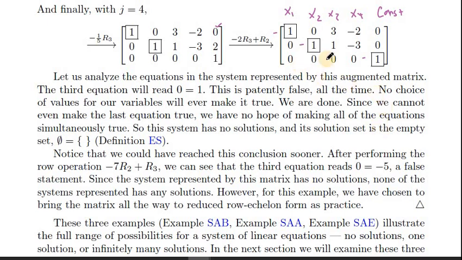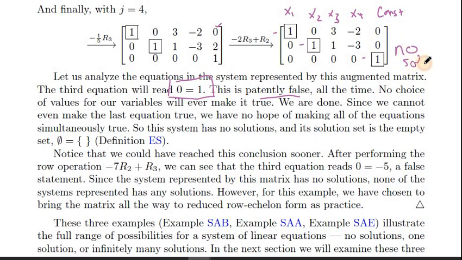So let's think about this last row. What equation does this correspond to? Well, 0x1 plus 0x2 plus 0x3 plus 0x4 equals 1. In fact, that last row corresponds to the equation 0 equals 1. This is patently false. It's impossible. So there's no solution.